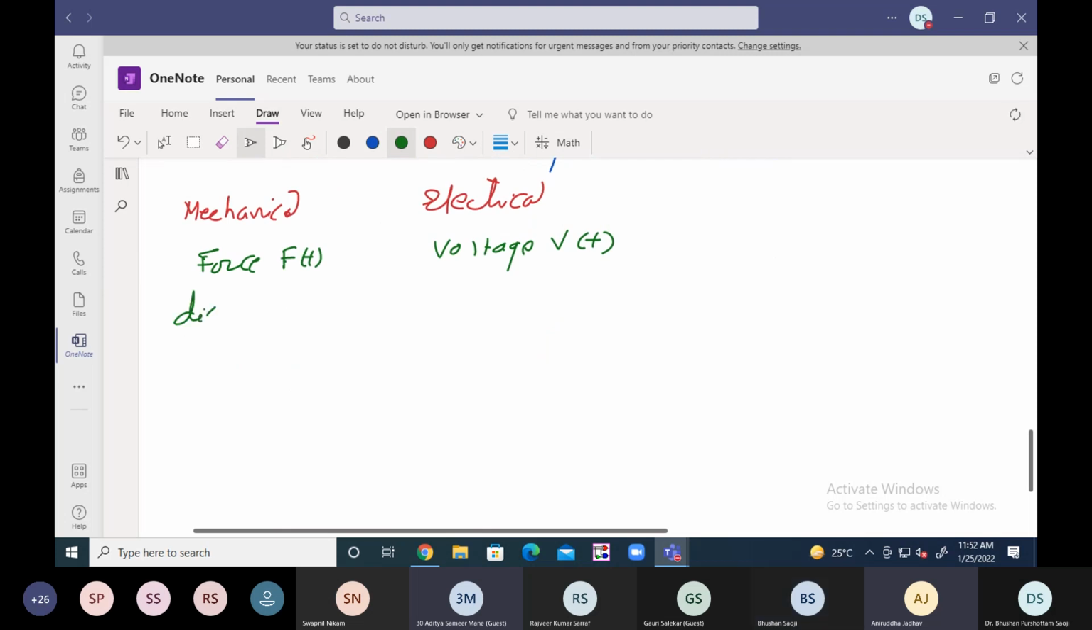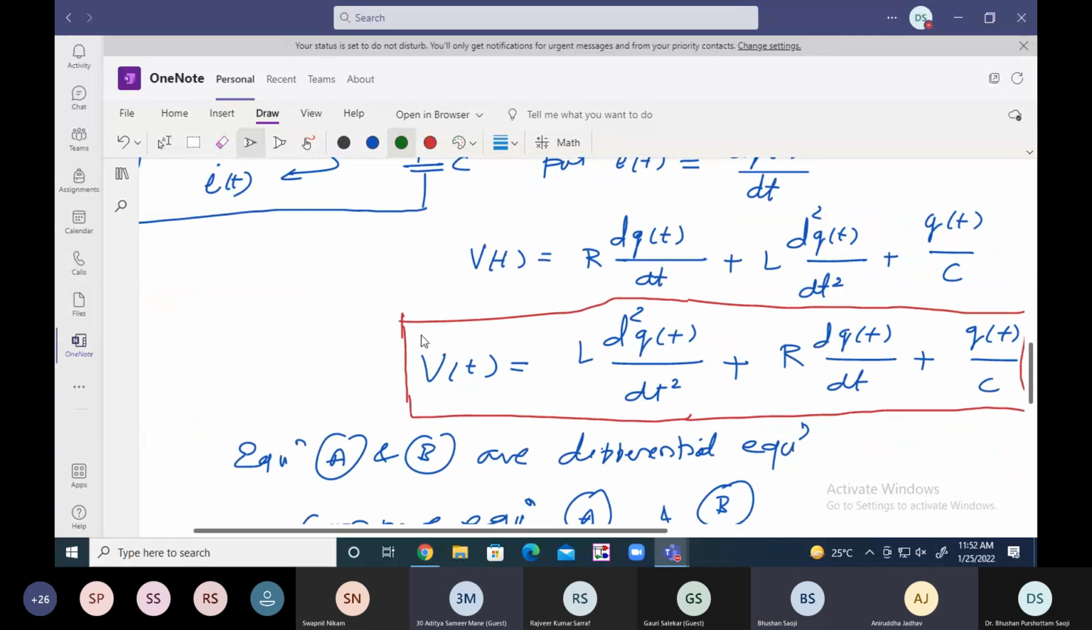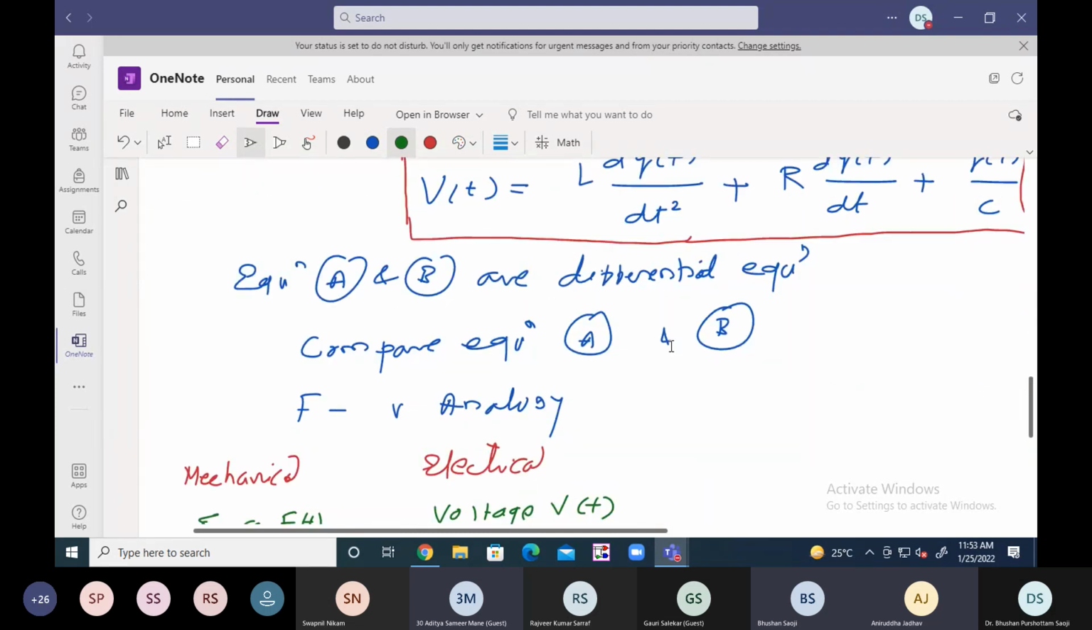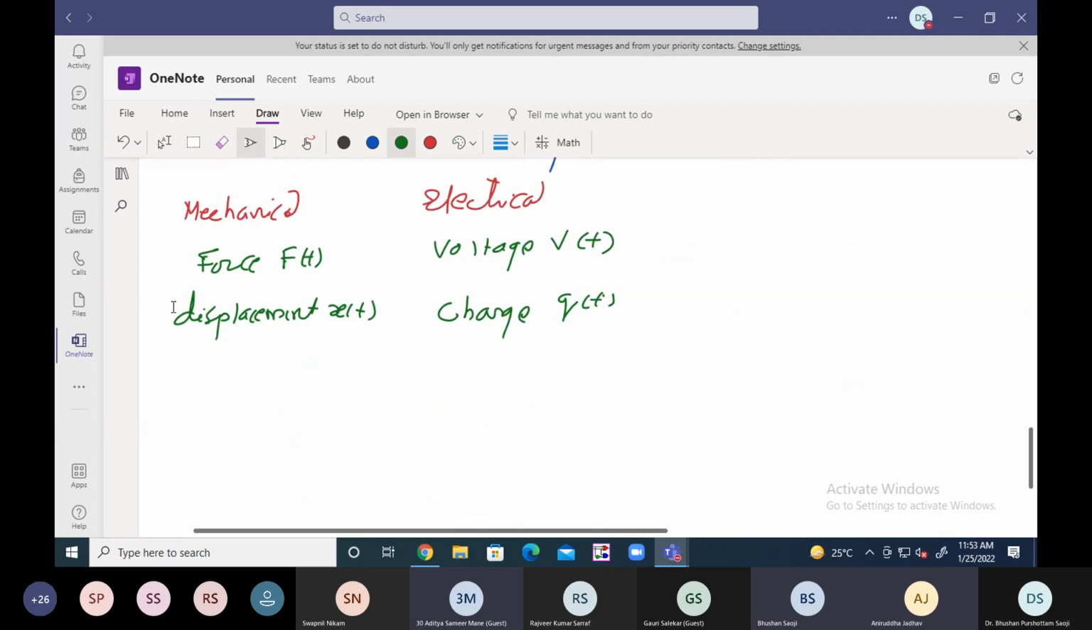Here the displacement is x of t, and here is the charge, q of t. See there, here is d square x of t divided by dt square, and here it is d square q of t divided by dt square. So x of t is the counterpart of q of t. What is x of t? That is displacement. What is q of t? That is charge. So displacement is equivalent to charge.